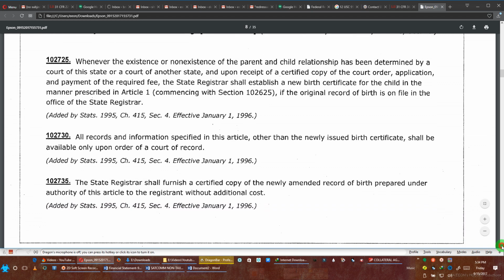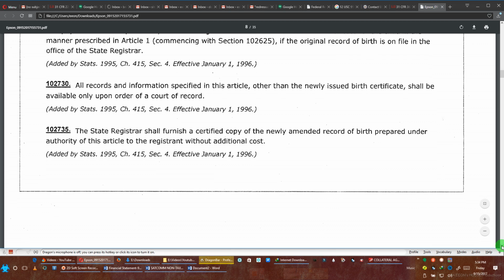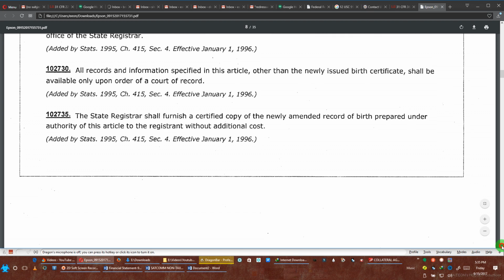Okay. All records information state registrar shall furnish a certified copy of the newly amended record of birth prepared under authority of this article to the registrant without additional costs. When you get it from the court, when you get a court order, all records and information specified in this article other than the newly issued birth certificate shall be available only upon order of the court of record. Okay. They word it that way on purpose.